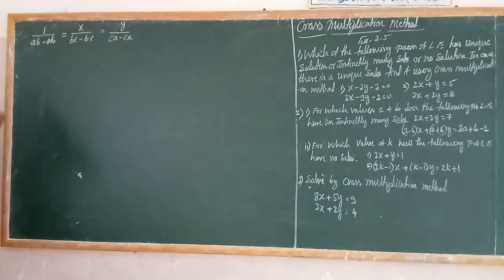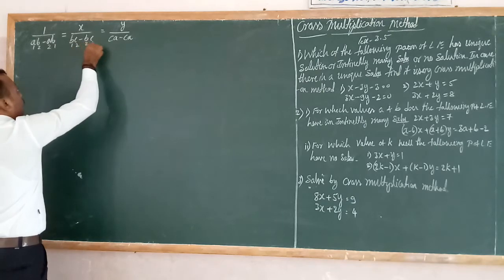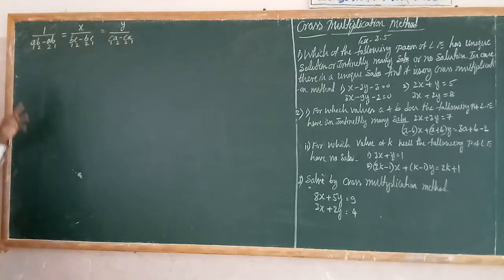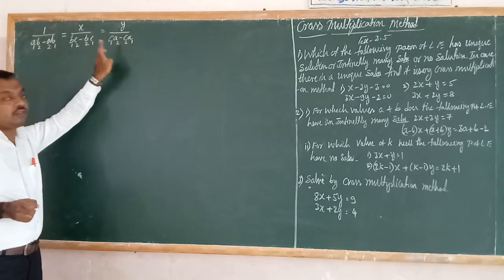See, I will construct the formula. This is 1 and this is 2. This is 2 and this is 1. 1, 2, 2, 1. Very simple. This is one of the formulas for solving a pair of linear equations in two variables by the cross multiplication method. So you write 1 upon a1b2 minus a2b1, then x upon b1c2 minus b2c1, and y upon c1a2 minus c2a1.